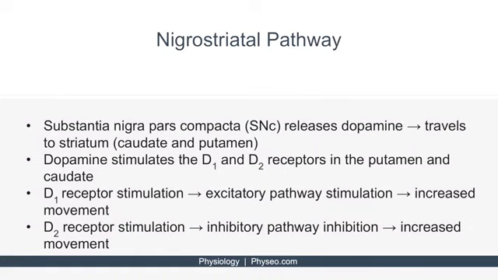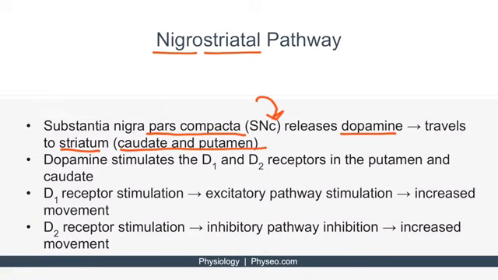So the substantia nigra is divided into two parts. The part we're concerned about is the pars compacta, hence the C in this SNC. Now this releases dopamine, which travels to the striatum, so the caudate and putamen, hence the term nigro, as in substantia nigra, and striatal, as in striatum.